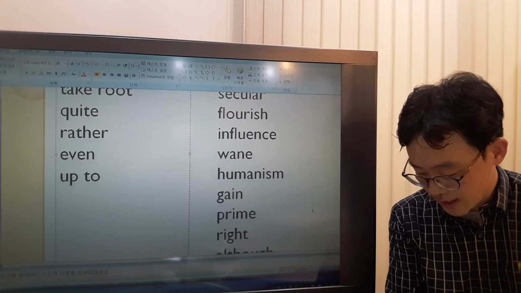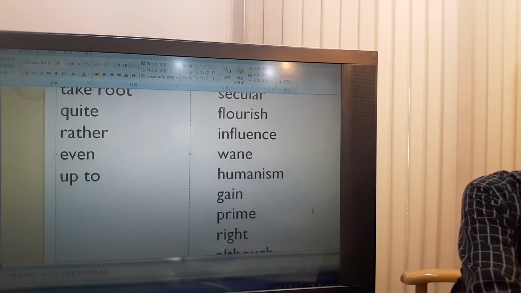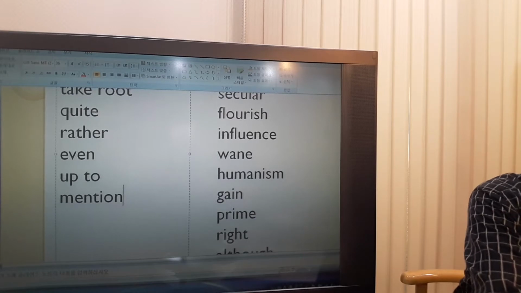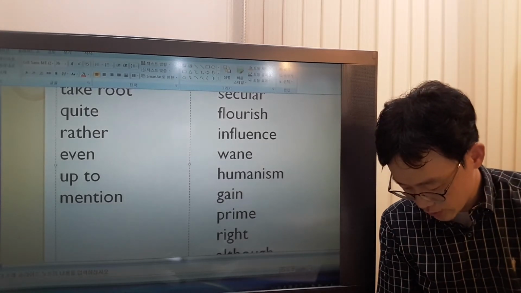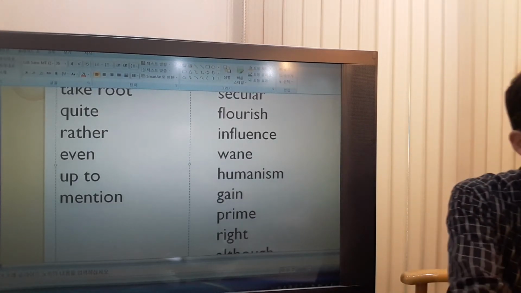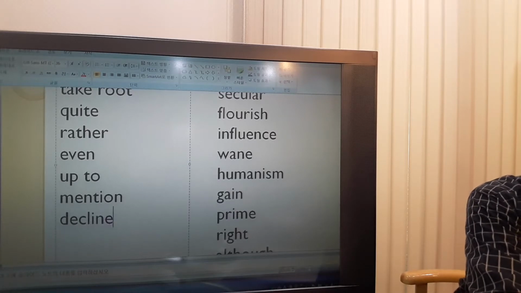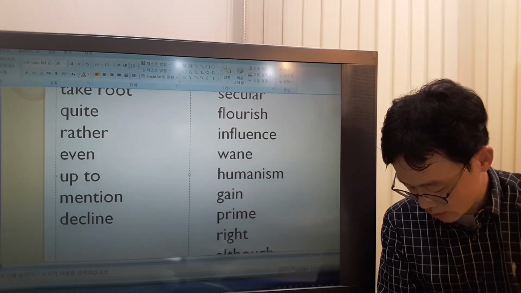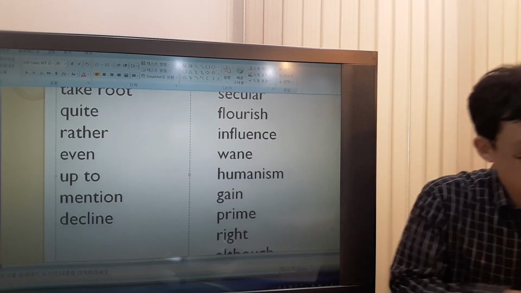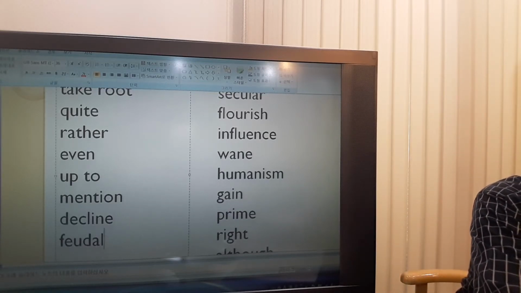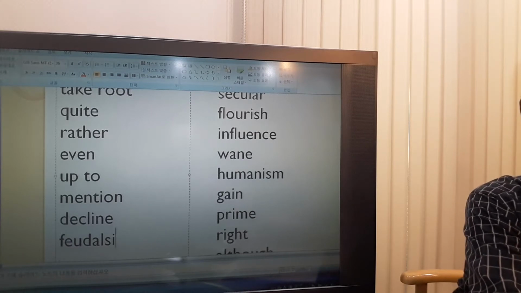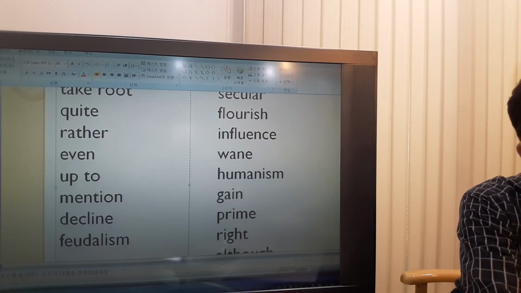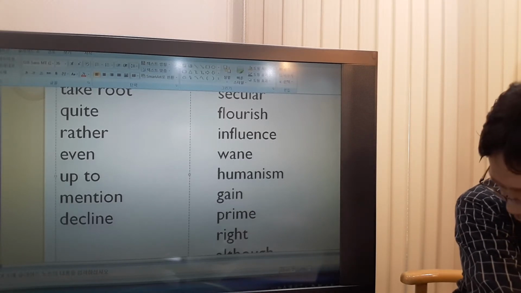The third factor, as I mentioned, what does that mean, mention? Mention means to say something briefly, shortly. What's the decline of feudalism? Decline, what does that mean? Decline means get weak or get less in quantity or importance. Decline of feudalism. Feudalism. We did that, right?